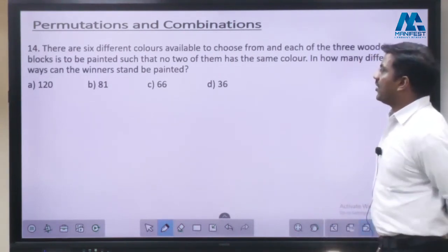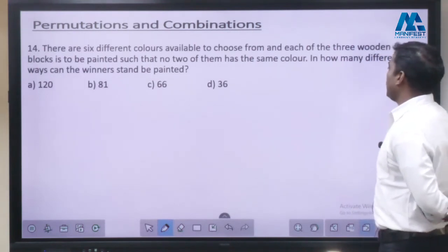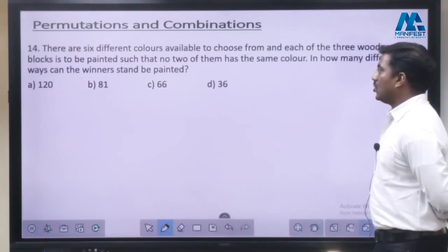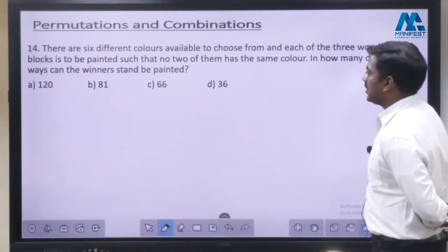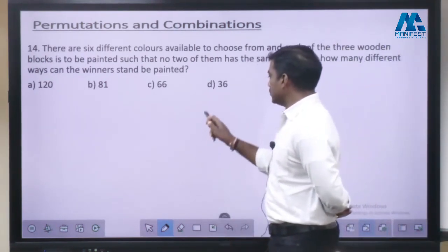There are 6 different colors available to choose from, and each of 3 wooden blocks is to be painted such that no 2 of them has the same color. In how many different ways can the winner stand be painted? Winner stand, you know?